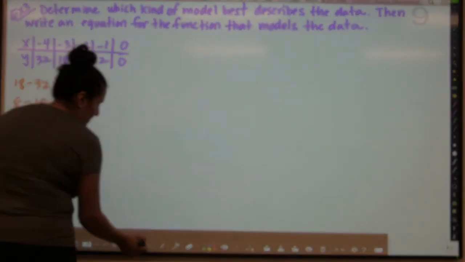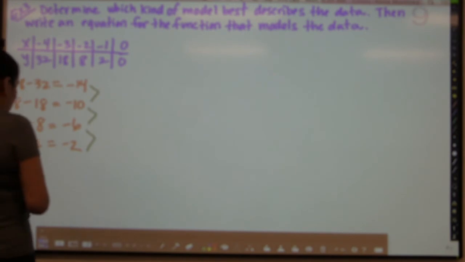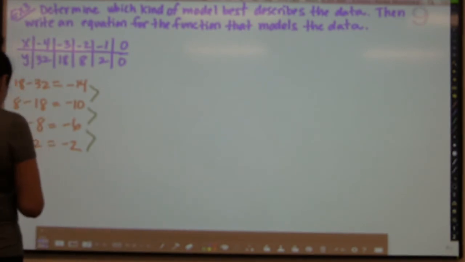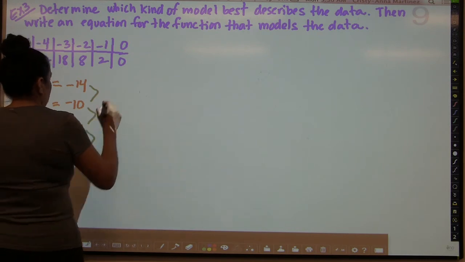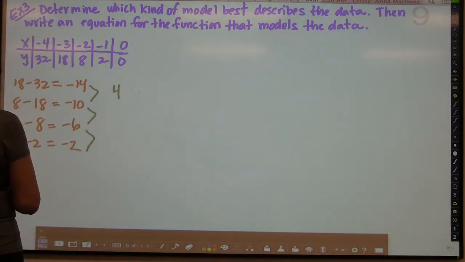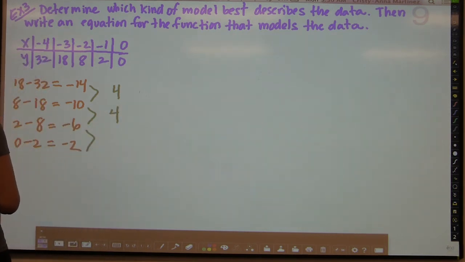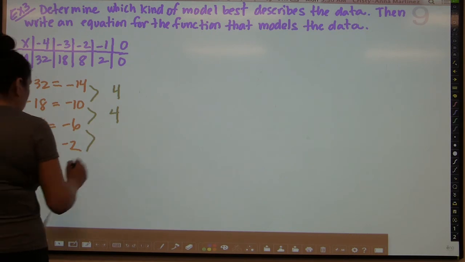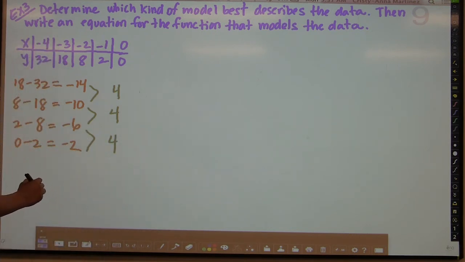So now for the second differences, we have -10 minus -14, which is 4. -6 minus -10, which is 4. And -2 minus -6, which is also 4. So in this case, we didn't get first differences the same, but we got second differences the same.